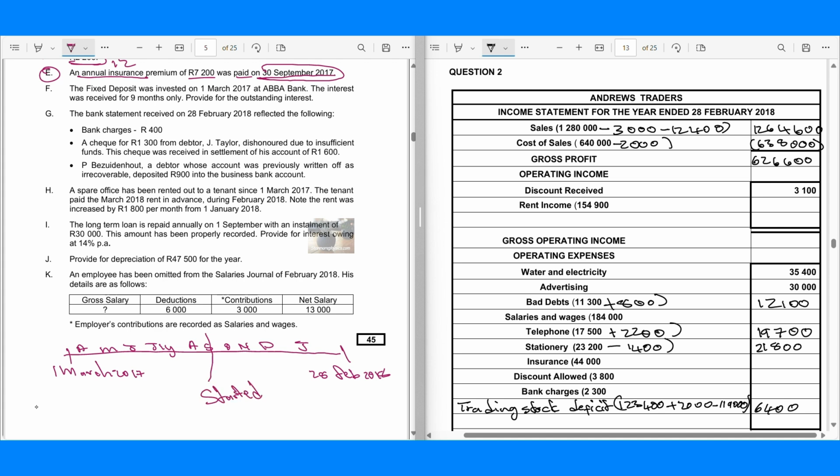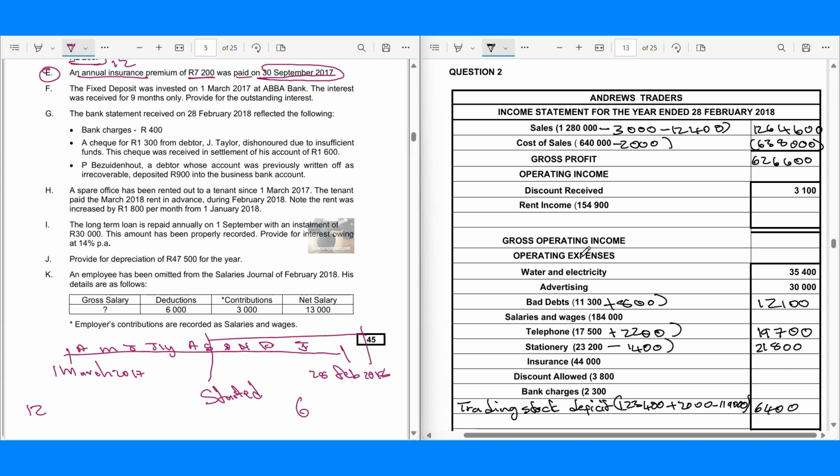And they are saying it's an annual, which means 12 months. So this insurance was supposed to cover from September until 28 February, which is how many months? When you check September, October, November, December, January, February: 1, 2, 3, 4, 5, 6. It was supposed to be paid for 6 months, but that 7,200 is for 12 months. So we paid extra months that we were not supposed to pay.